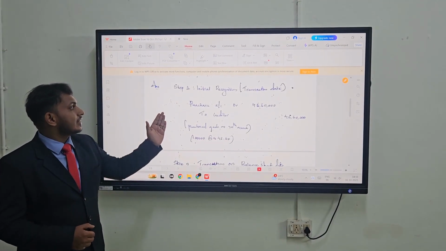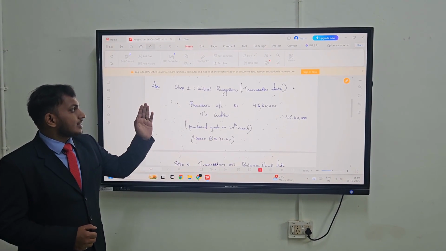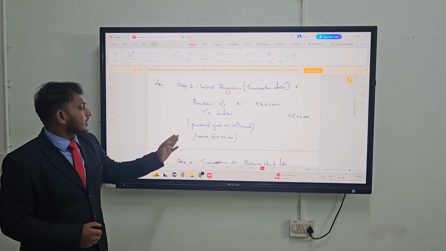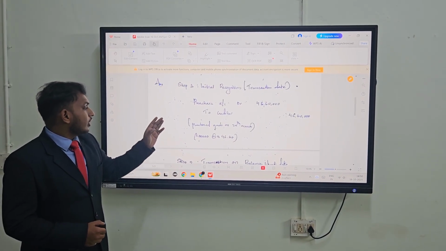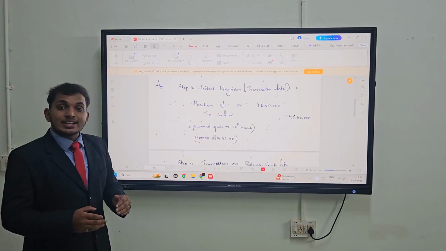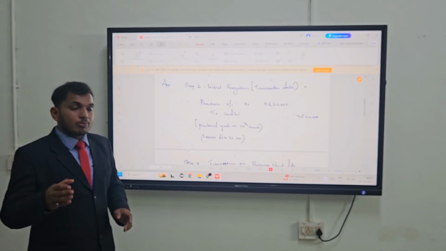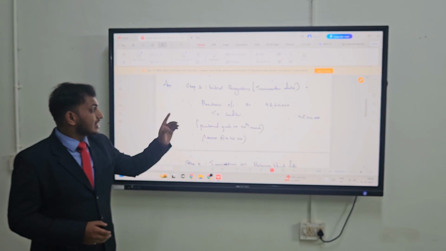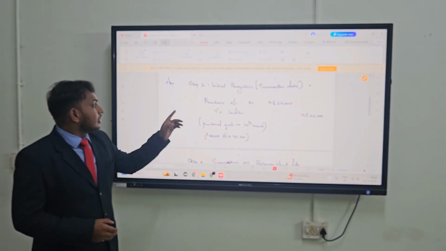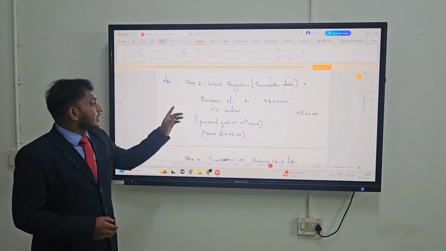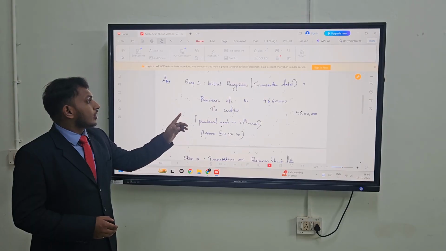Step 1, initial valuation, that is the transaction date. Goods were purchased on 24th March for $1 lakh. The exchange rate on that day is 46.60. When we multiply these amounts, we get 46,60,000. Then the journal entry will be purchase account debit to creditors account 46,60,000.